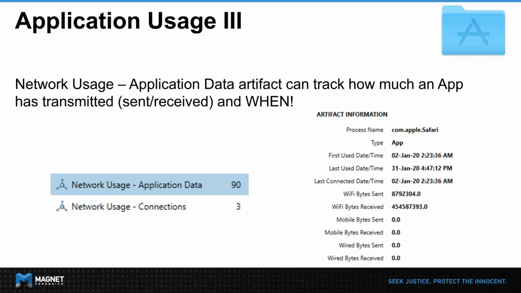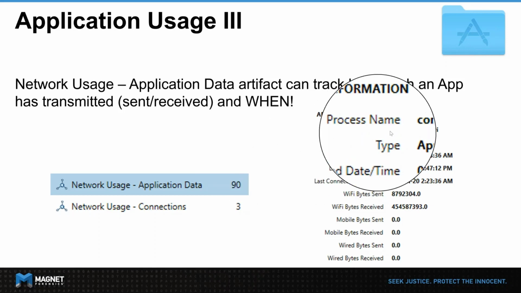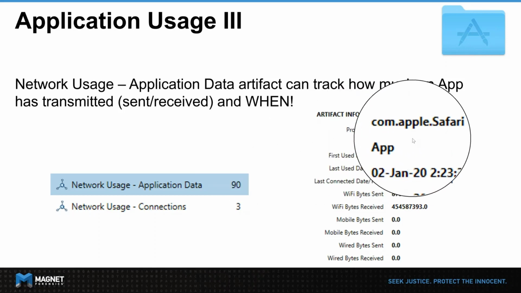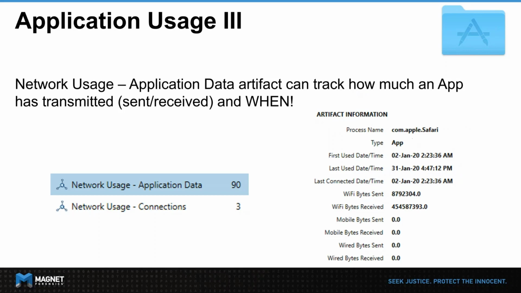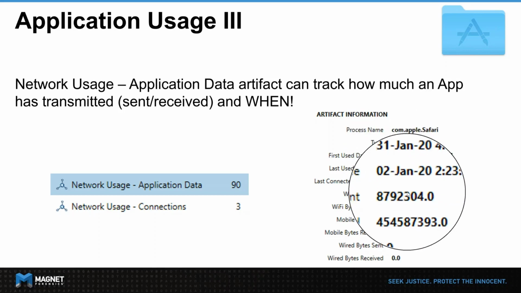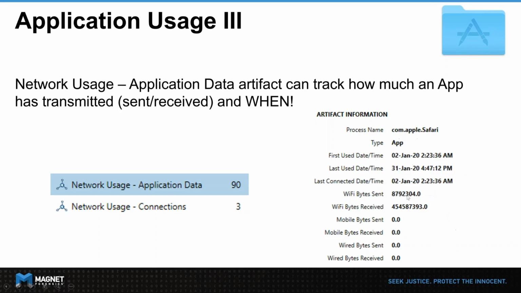So we can actually track the network usage of applications as well. Here on the right-hand side, you can see we're looking at Safari, and we can see things like the first used, the last connected, and most importantly, the Wi-Fi bytes sent and received. So if they're using an application that you find a little suspect, and they're saying they never use it, and you look inside the application usage piece and you see that there is a lot of data being transferred here, that might give you a little bit more ammunition to start questioning them a little bit harder.